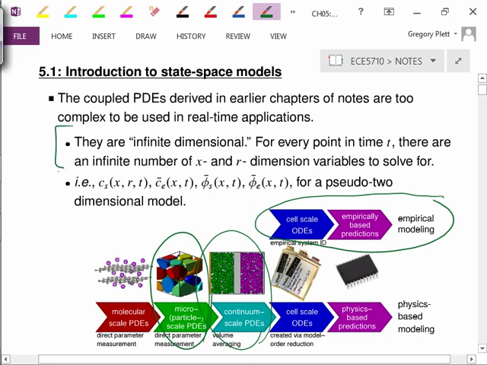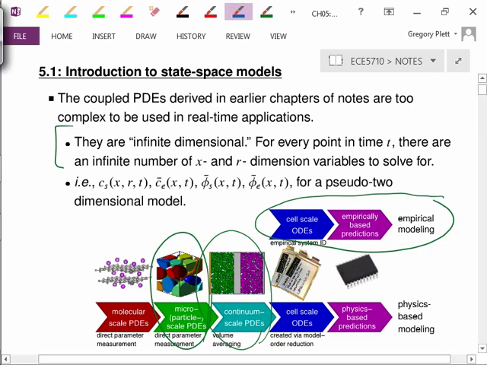These models that we developed in Chapter 4 are infinite dimensional. So for every point in time, there's an infinite number of x dimension variables to solve for and an infinite number of r dimension variables to solve for. We introduced a finite element method solver called COMSOL, which approximates these infinite dimensional solutions using a grid of finite elements. However, to do very good solutions with finite element solvers, you still need hundreds of dimensions of points that you solve for.